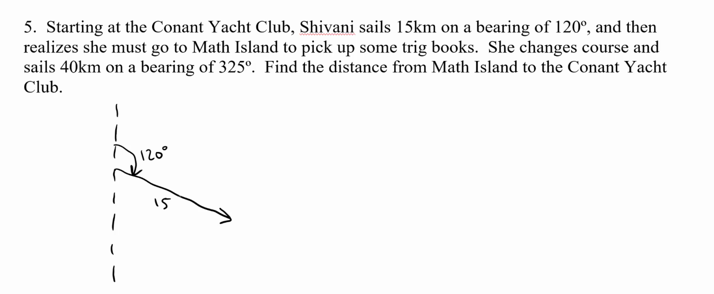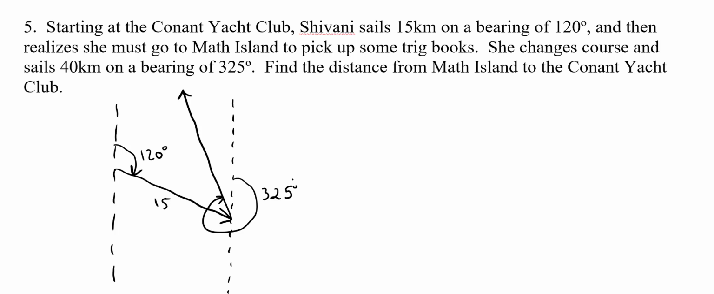Then she realizes she must go to Math Island, where I usually vacation, to pick up some trig books. So she changes course and sails 40 kilometers on a bearing. See where that arrow is, the tip of the arrow? That's where she is now. So she's changing direction, so you draw another dotted line there, on a bearing of 325 degrees. So that's actually like this. 325 degrees. And it's 40 kilometers, so let me put a 40 here.